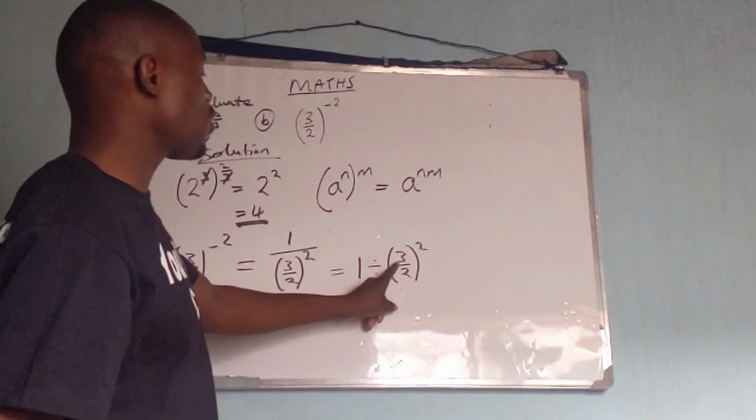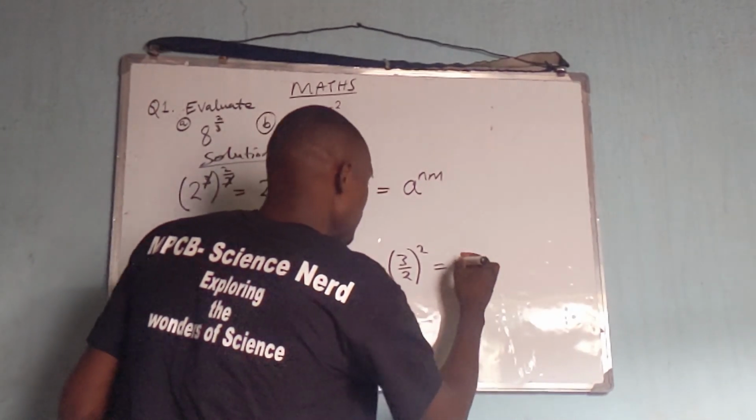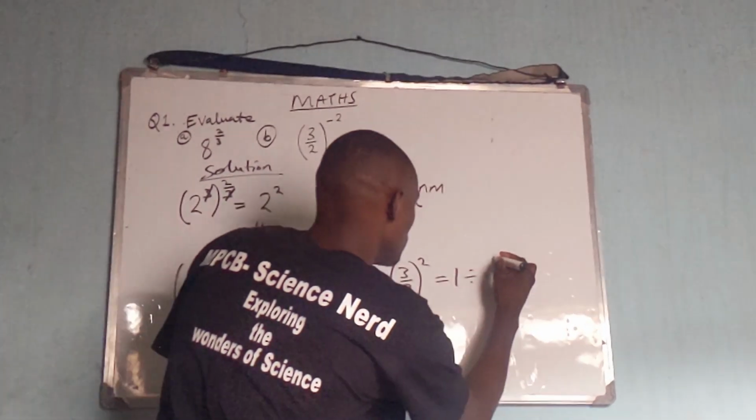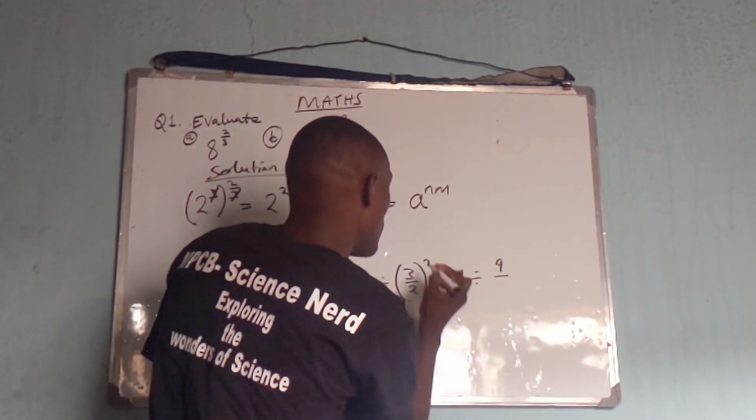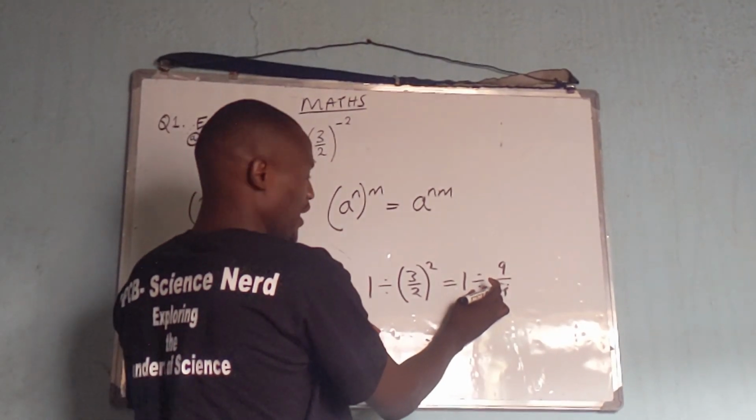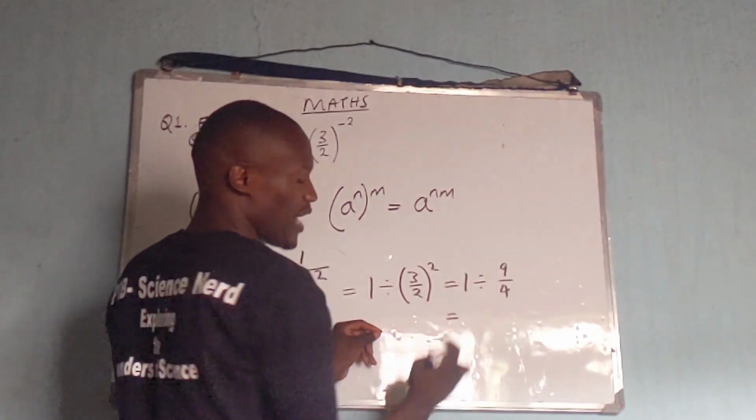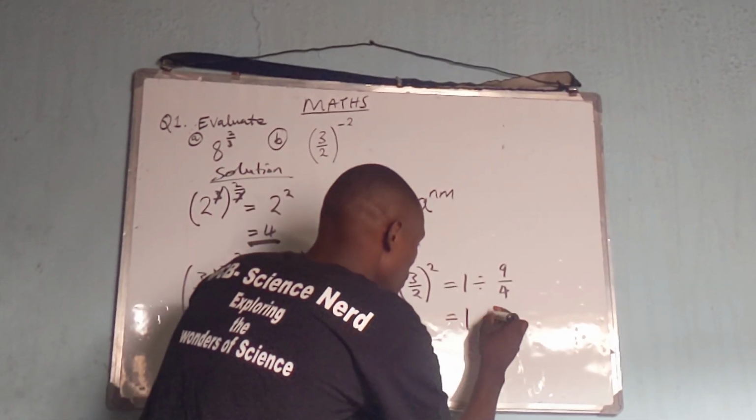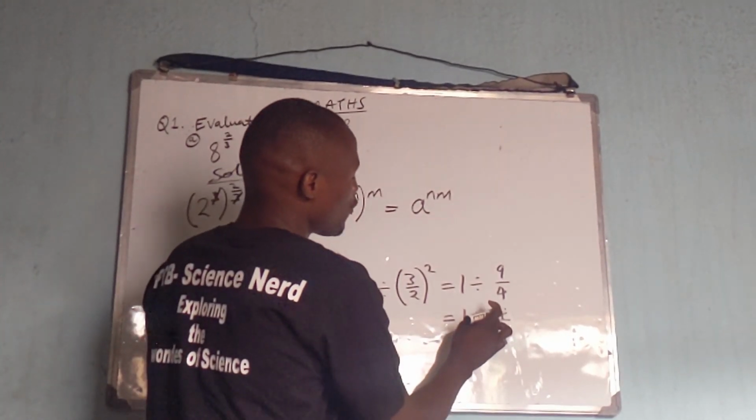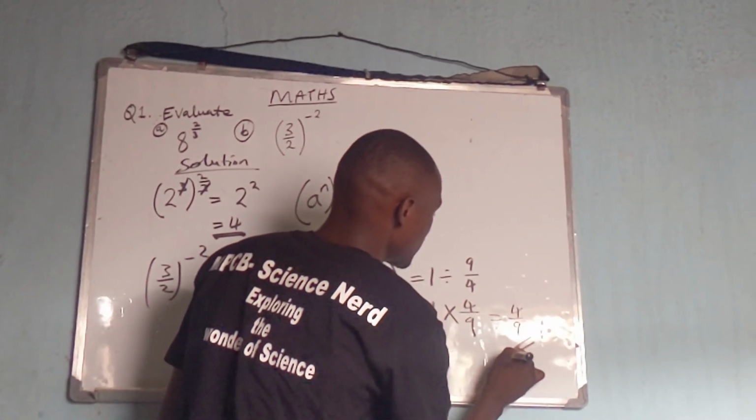When we expand, 3 over 2 to the power 2 is exactly the same as 3 to the power 2, which is 9, over 2 to the power 2, which is 4. We change this division sign to multiplication. Therefore, we reciprocate this fraction. So, we are going to have 1 multiplied by 4 over 9. 1 times 4 over 9 is the same as 4 over 9, which means this is our answer.